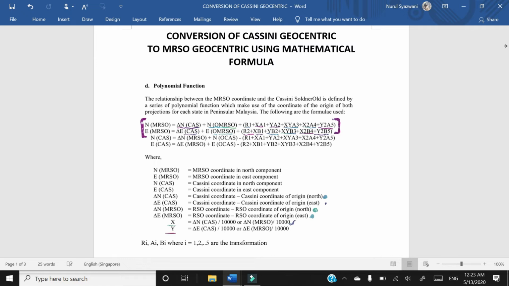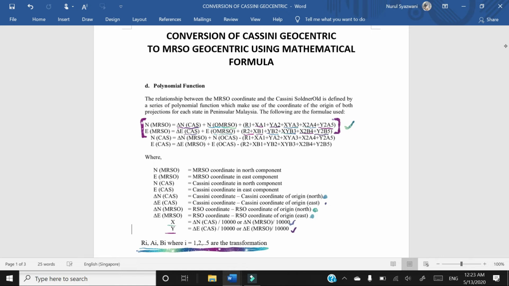X represents delta northing of Cassini or MRSO divided by 10,000, and Y represents delta easting of Cassini or MRSO divided by 10,000. Next, the parameters Ri, Ai, and Bi, where i is equal to 1, 2, until 5, stand for the transformation parameters. Once we substitute all these parameter values into the formula, at the end we are going to obtain Northing MRSO geocentric and Easting MRSO geocentric.